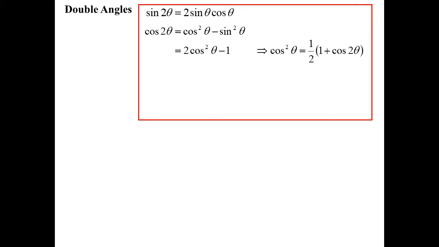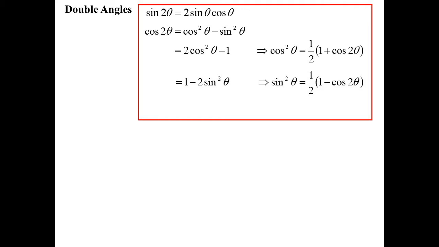which is handy because we can rewrite that to make cos squared the subject, and we get cos squared theta as a half of 1 plus cos 2 theta. Is very useful, especially when it comes to integration, which we'll see. 1 minus 2 sine squared, also very useful. We can rewrite it as sine squared is a half of 1 minus cos 2 theta.